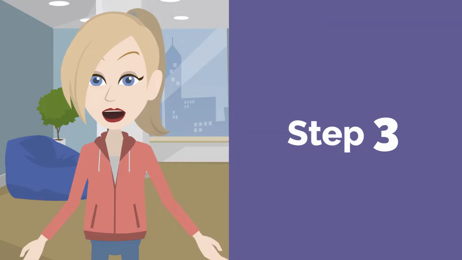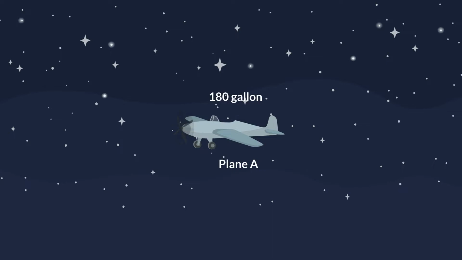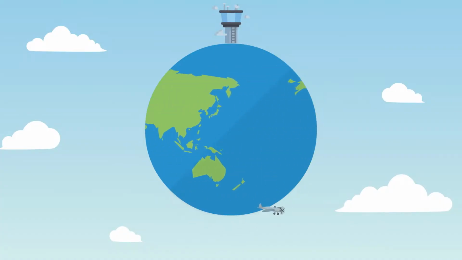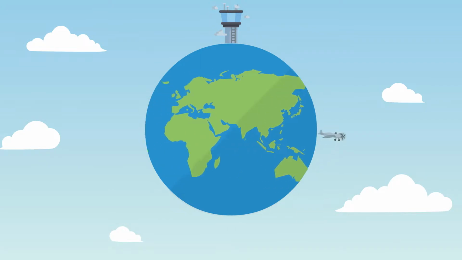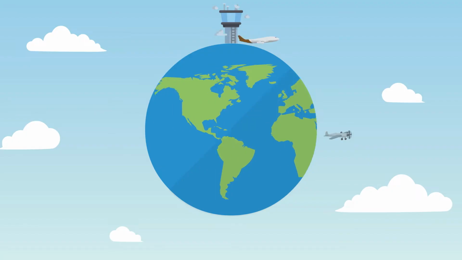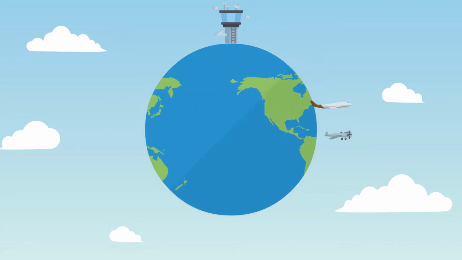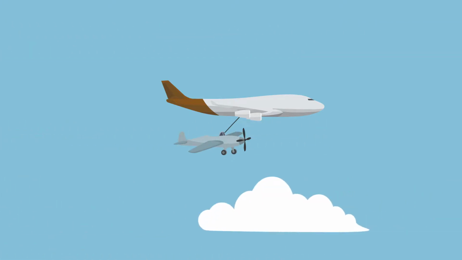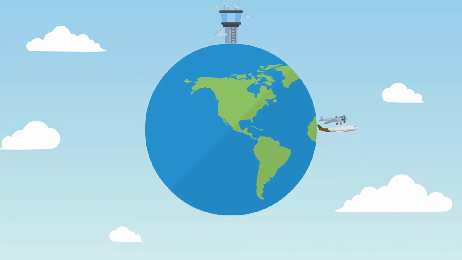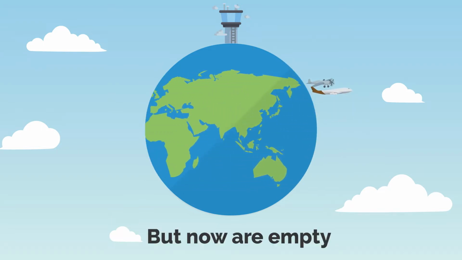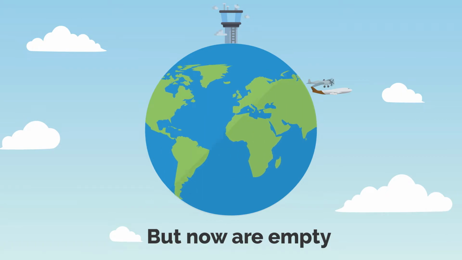Step 3. Plane A, having 180 gallons of fuel, flies all the way from the 90-degree mark to the 270-degree mark, but is out of fuel. Plane C, meanwhile, having refueled at the airport, flies to Plane A wasting 90 gallons of fuel, and splits the remaining 90 among the 2 planes. Both now have 45 gallons and are able to fly to the 315-degree mark, but are now empty.